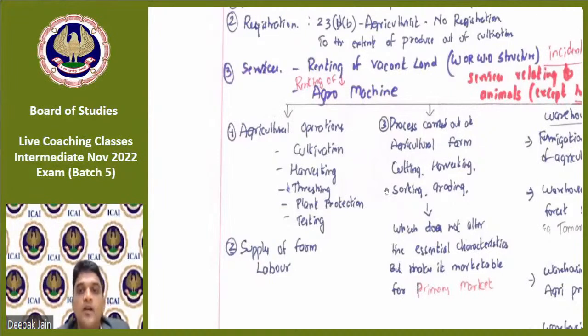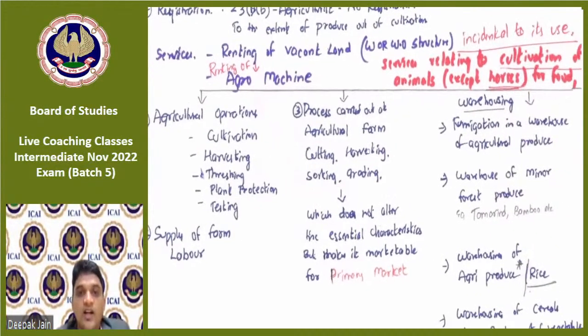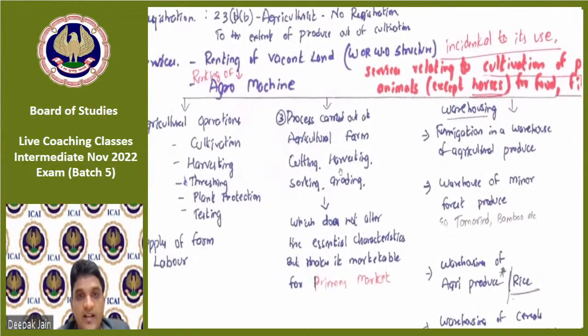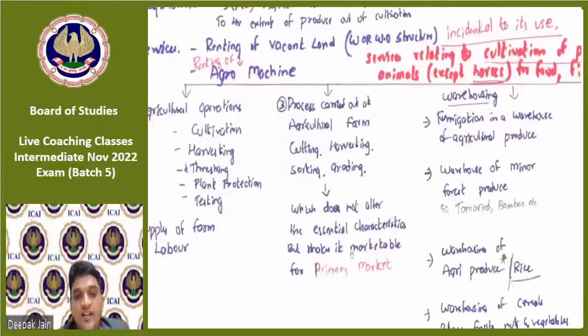ओके. देन प्रोसेस कैरिड आउट एट एग्रीकल्चर फार्म. सो हमने देखा है कटिंग, हार्वेस्टिंग, सॉर्टिंग, ग्रेडिंग. ठीक है, सॉर्ट करना, बड़े छोटे को अलग करना, ग्रेड करना उनको, कटिंग करना, वो भी सब एग्जेम्प्टेड है. प्रोसेस इज कैरिड आउट एट एग्रीकल्चर फार्म. सो ये सब कहाँ पे होता है? एग्रीकल्चर फार्म पे होता है. दैट इज आल्सो एग्जेम्प्टेड, व्हिच डज नॉट ऑल्टर द एसेंशियल कैरेक्टर्स बट मेक्स इट मार्केटेबल फॉर प्राइमरी मार्केट.